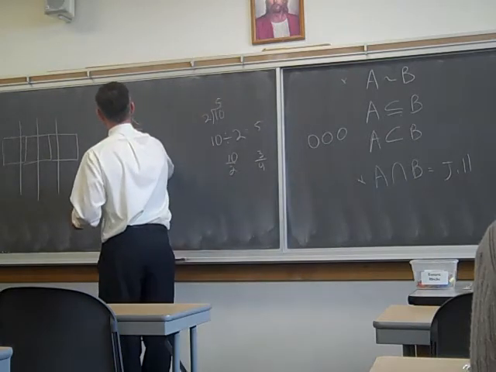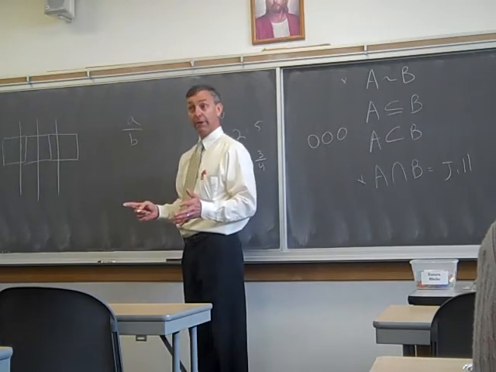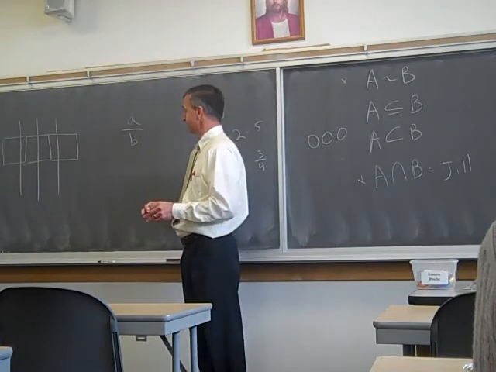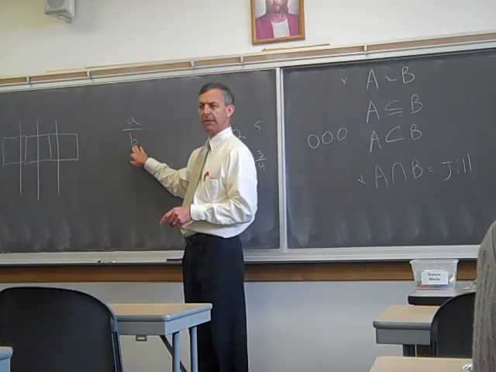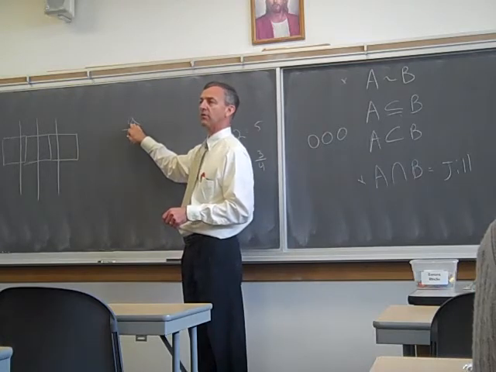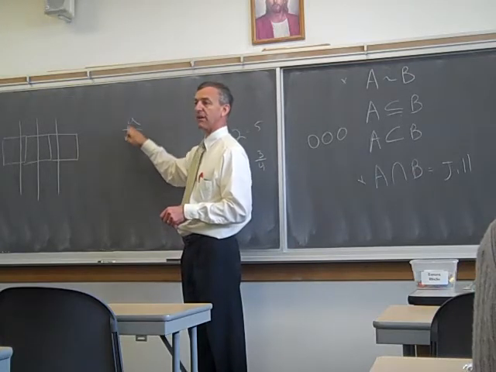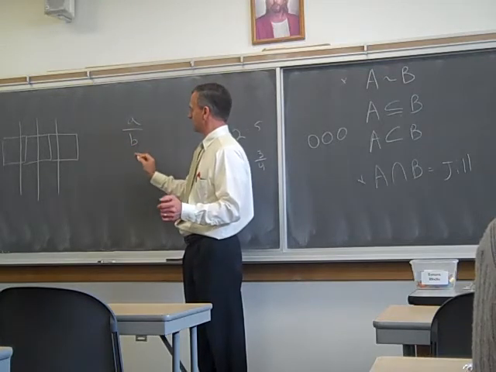Then we say that whole, whatever it is, if it's 1 square, we're going to divide it into b equal parts, and we're going to consider a of those parts. That's what the fraction means. You've got to decide what the unit is.